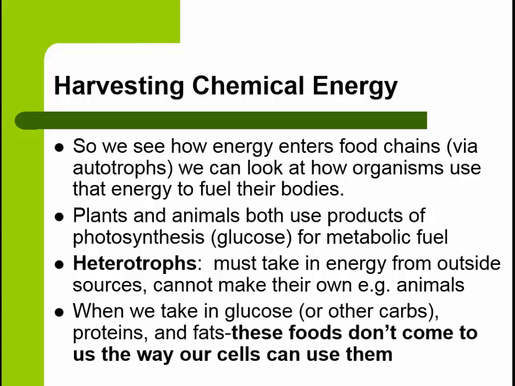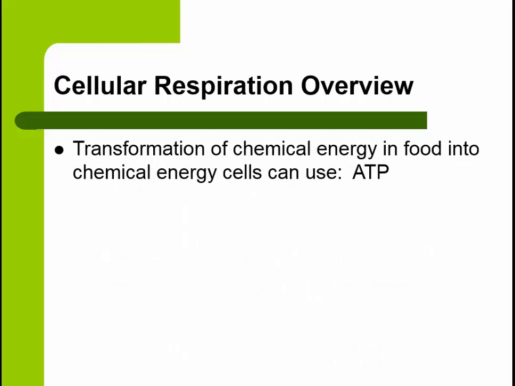When we take in glucose or other carbs and proteins and fats, these foods don't come to us in the way our cells need them to use. So the food that we eat has to be changed so our cells can actually use them. So that's when cellular respiration comes into play here. So this is the transformation of chemical energy in food, and that gets changed into chemical energy for the cells, so that gets changed to ATP. So ATP, remember, is just the adenosine triphosphate. That is just how the energy is being transported in our cells.